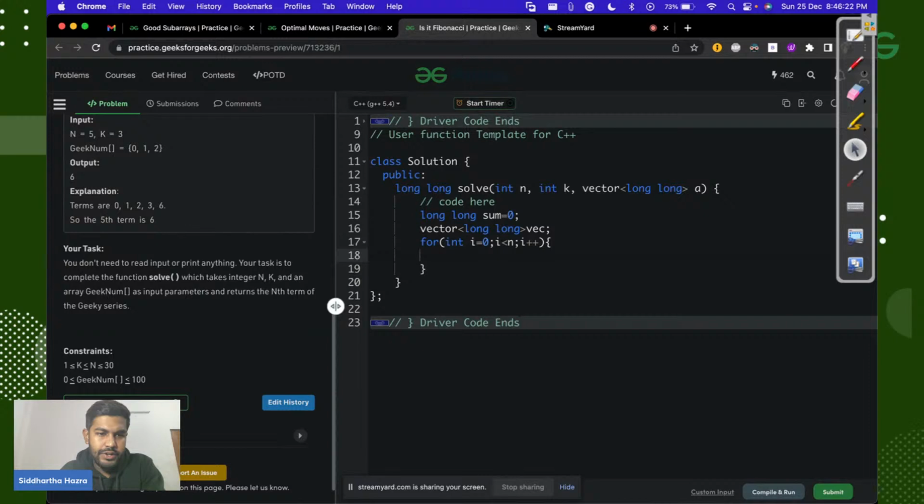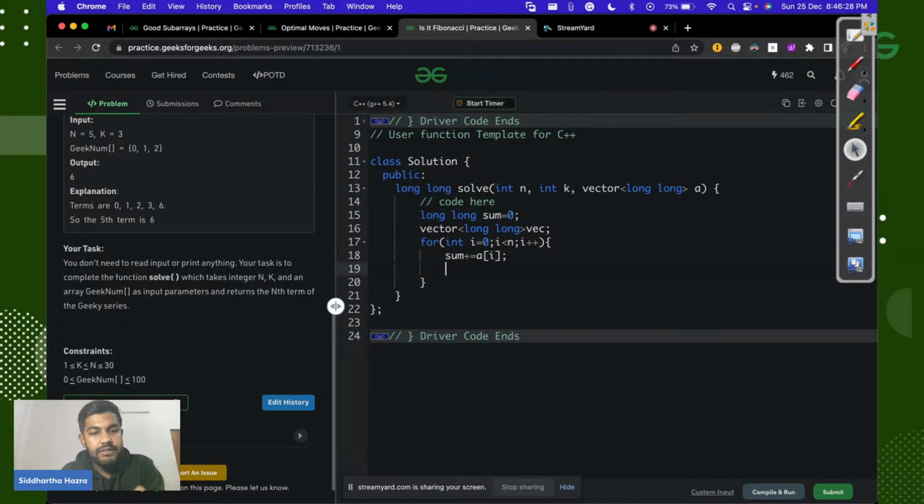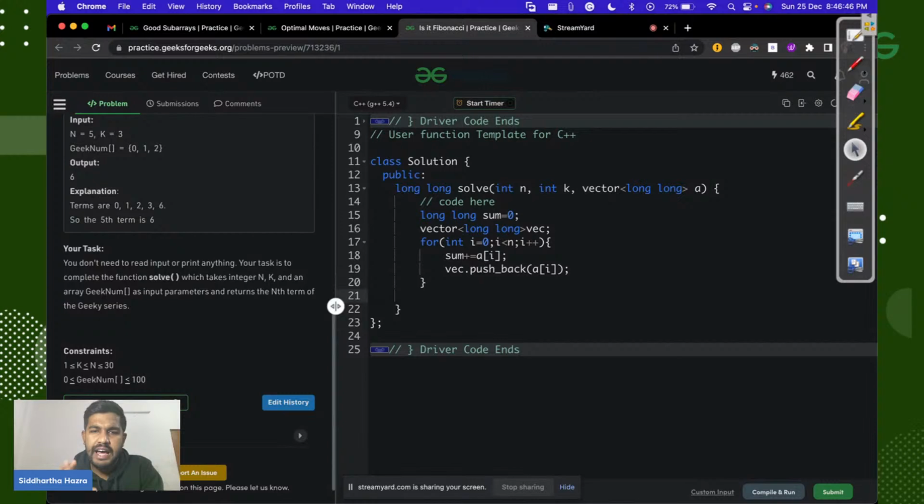And what I would do is add to sum a of i, and then we would insert that value in the new vector itself. Like vec dot push back the current value. What is the current value? a of i. I would just make a new vector. Why modify the same vector? We can modify it, but I'm doing it this way.